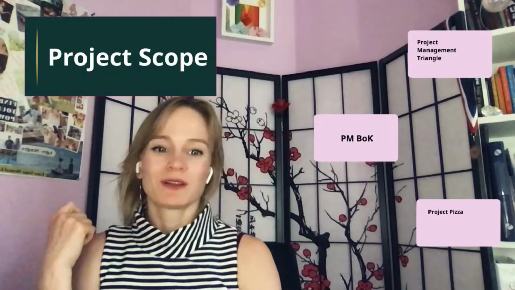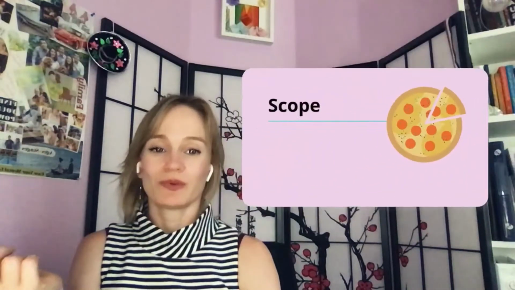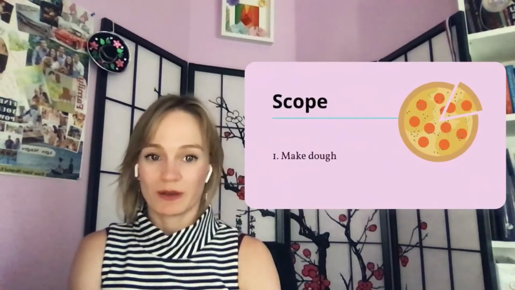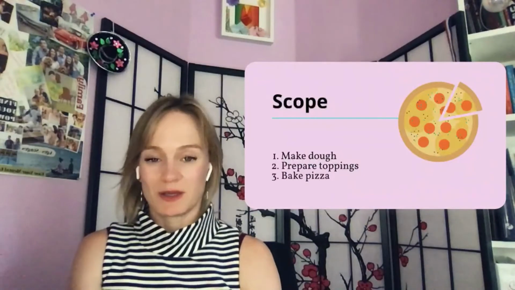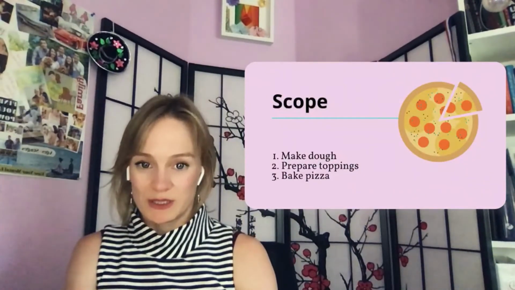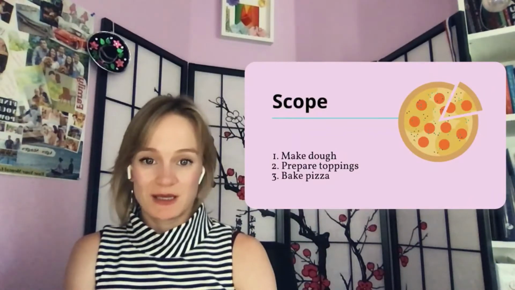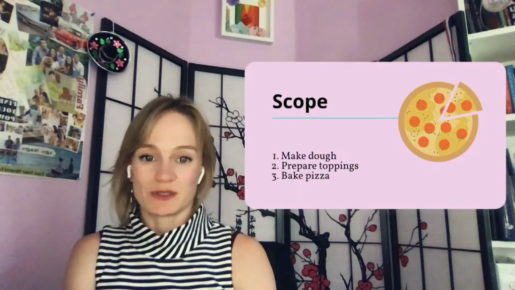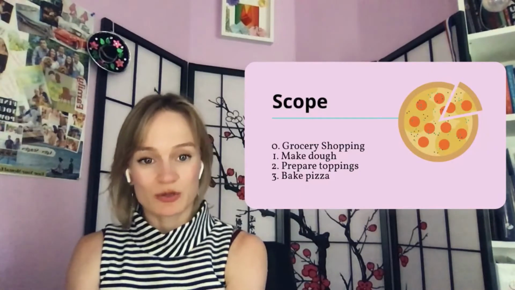Let's say your project is to make a pizza from scratch. Let's call it Project Pizza. On a high level, your scope will include the following: make dough, prepare toppings, and bake the pizza. But what if you don't have all the ingredients at home? Like you don't have the flour or the cheese? In this case, you might want to include a visit to a grocery store or an online order for groceries in your scope.